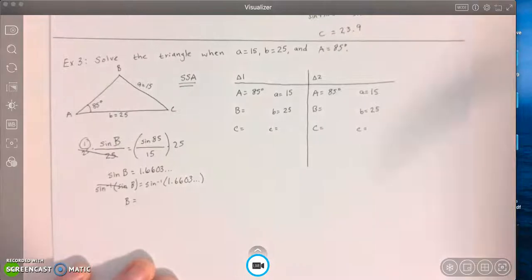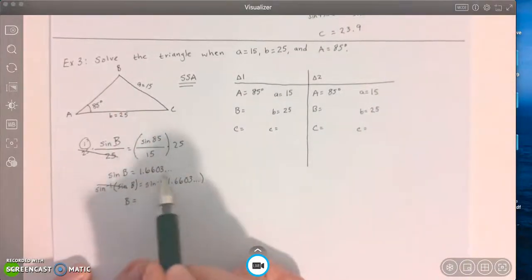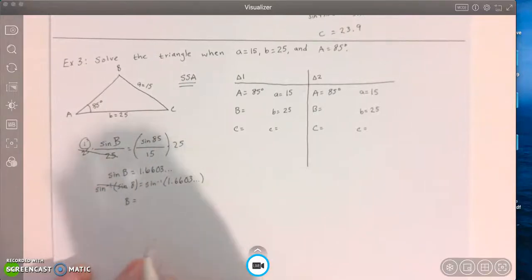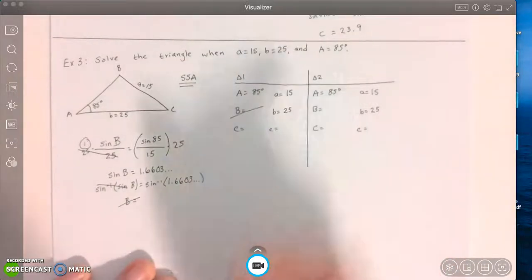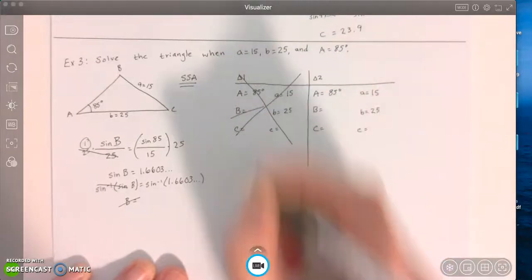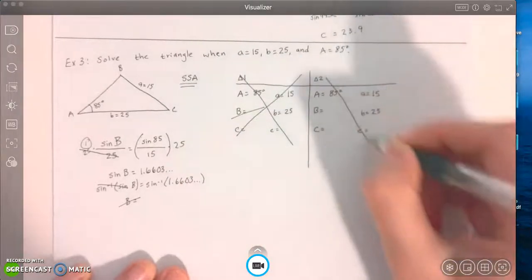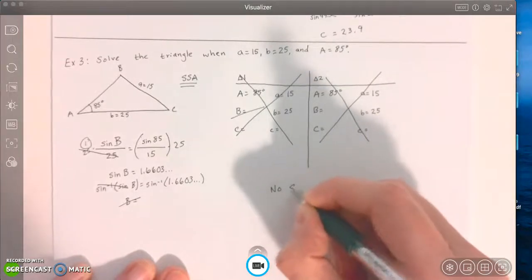And that's not because we typed in anything incorrectly. That's because no angle will give us a sine value more than +1. So this is not possible. And because this angle is not possible, that means that this whole first triangle doesn't exist, and if the first triangle doesn't exist, the second one doesn't exist either. This is a no solution case.